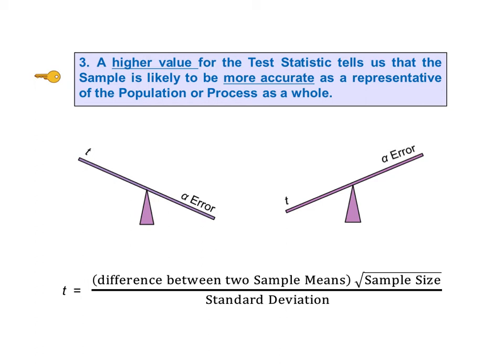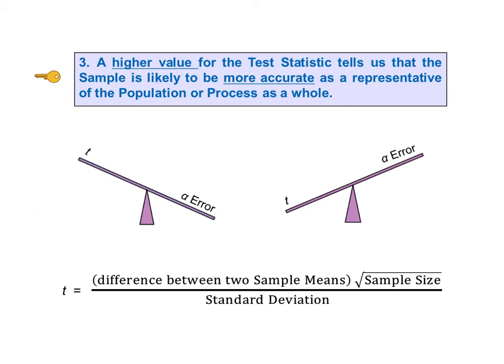That stands to reason that a larger difference between the means makes it more likely that the difference is statistically significant. The sample size is also in the numerator, although its influence is somewhat mitigated by the square root. A larger sample size would magnify the effect of any difference between the means.